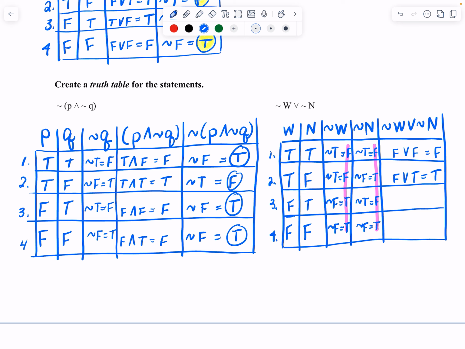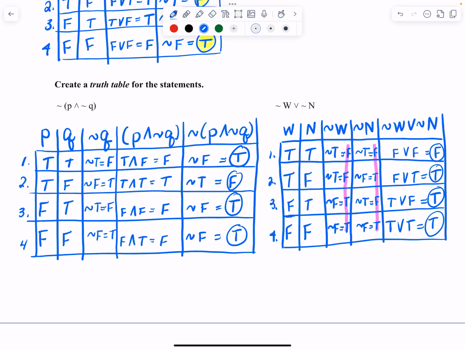So let's look at row 3. We have true, or negation of N, which is false. It's true. And finally, the last row, row 4, negation of W we found to be true, or negation of N is true. True or true is true. So this is the result of my truth table.